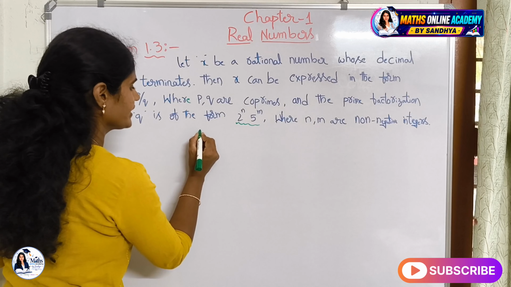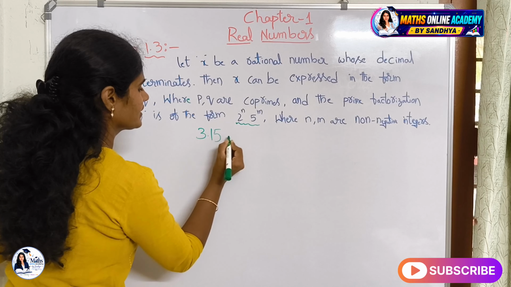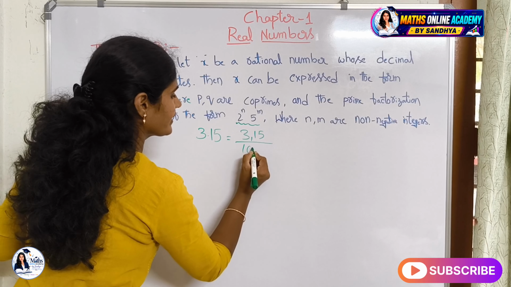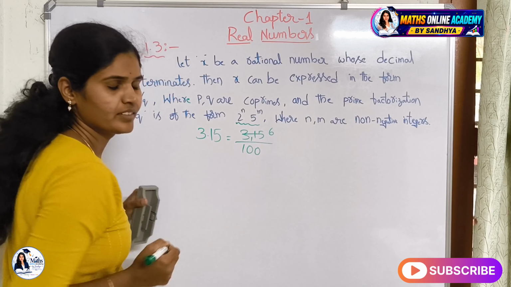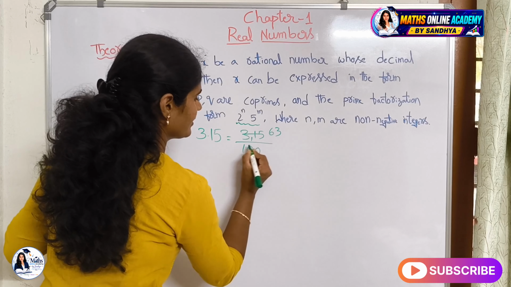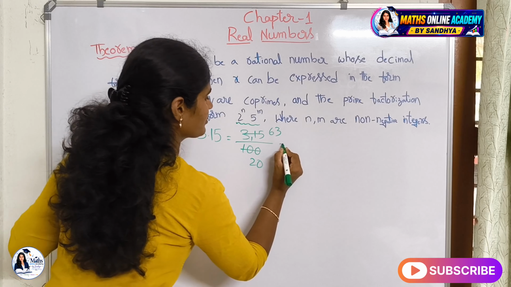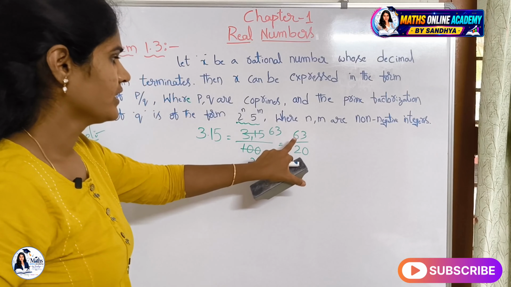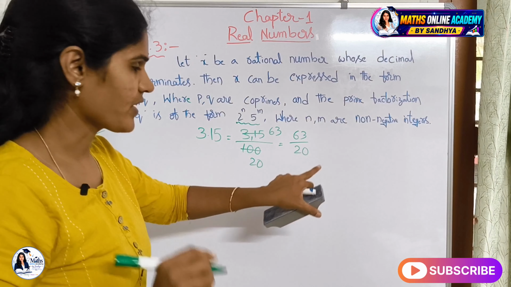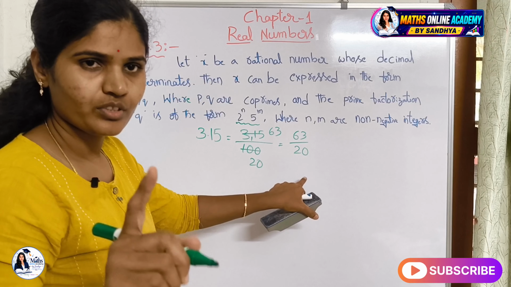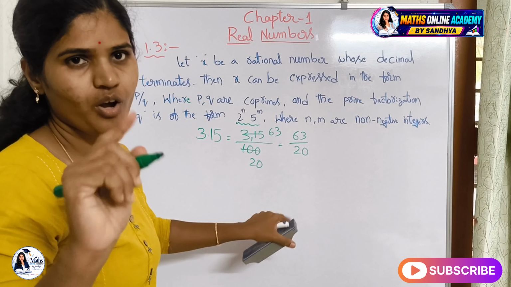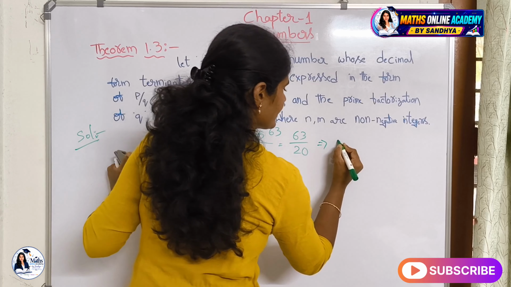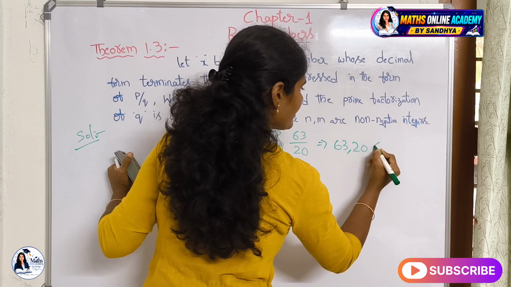For example, take x value as 3.15. So 3.15, you remove the point, so it is 315 by 100. Dividing by 5, the final answer is 63 by 20. 63 by 20: 63 ones are 63 and 1 is a factor; for 20 also, 1 is the factor. In both, 1 is the common factor. So these two are co-primes. That implies 63, 20 are co-primes.